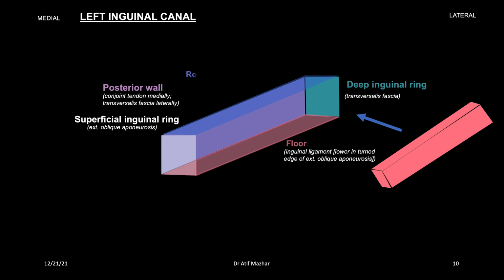Then comes the roof, and the roof is made by the arching fibers of my internal oblique and the transversus abdominis. And now anteriorly we have the aponeurosis of the external oblique muscle. So the external oblique muscle is instrumental. It makes the anterior wall as well as the floor of my inguinal canal.